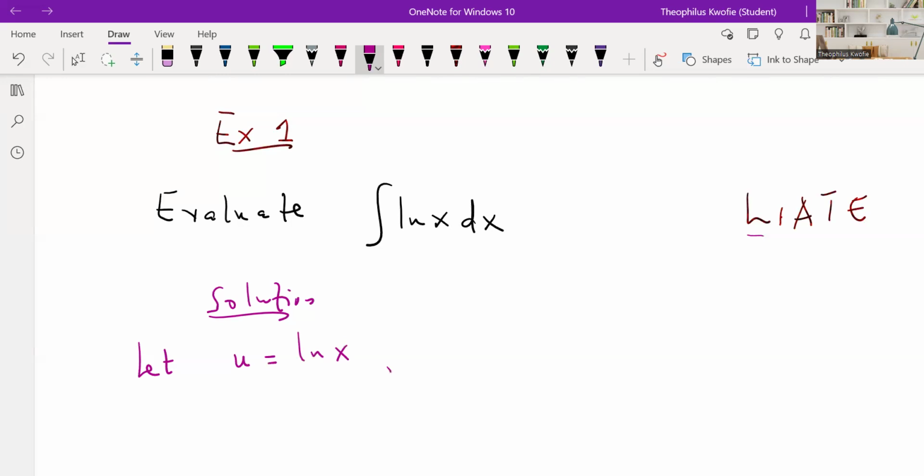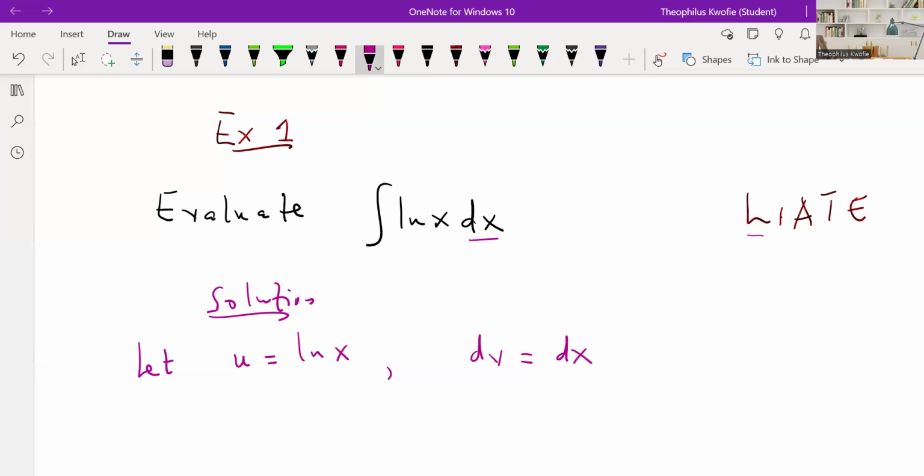So whatsoever is left then becomes our dv. So it means that our dv would then be equal to dx. Is that okay? It's just going to be dx. I believe we are okay.